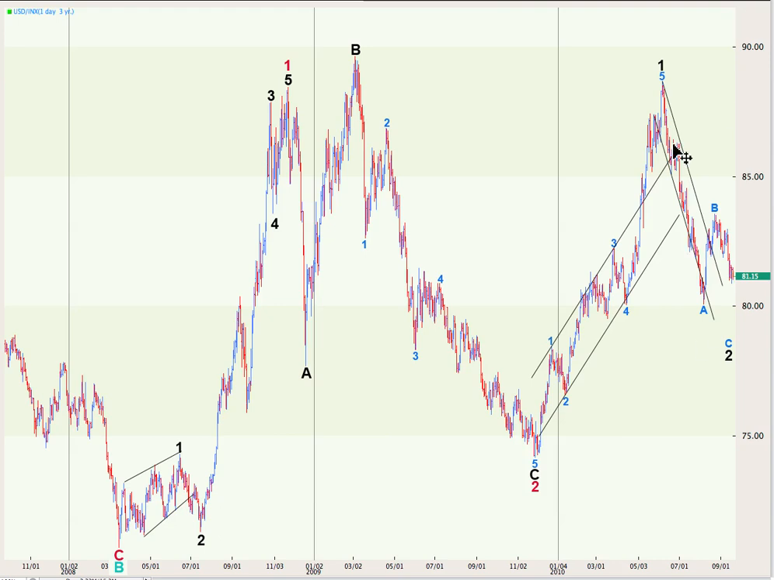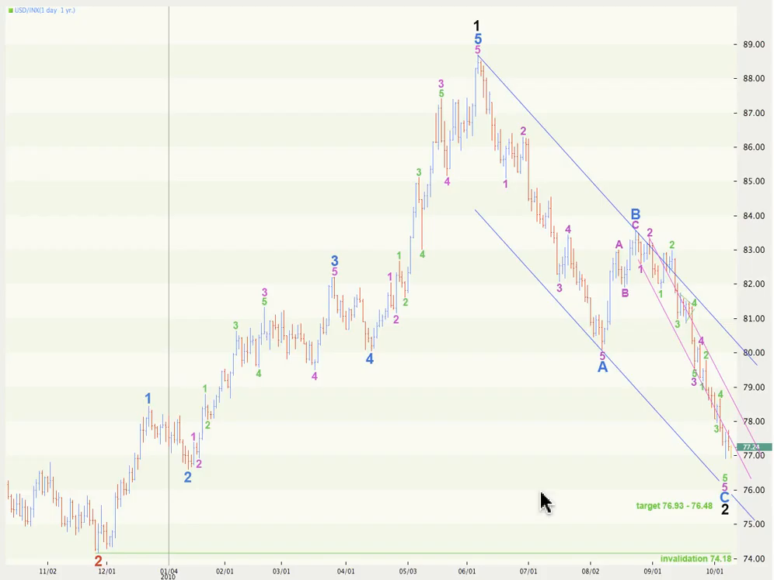Taking you now to a daily chart just for the last 1 year, there's this black 2 up here and this maroon 2 down here, and here's our intermediate first wave to start primary 3 with an ABC zigzag to the downside, nearly over for intermediate wave 2.